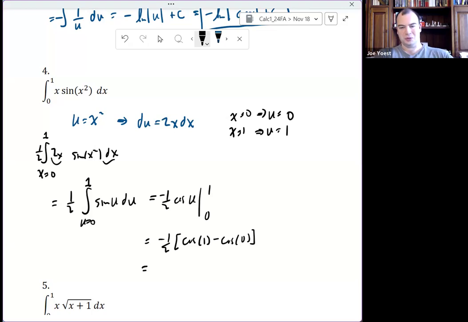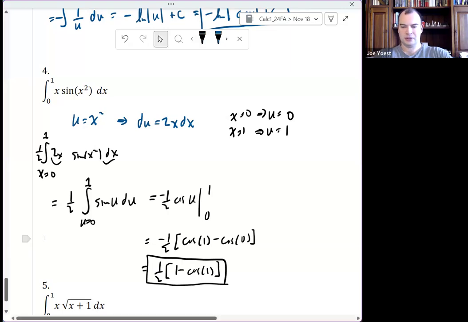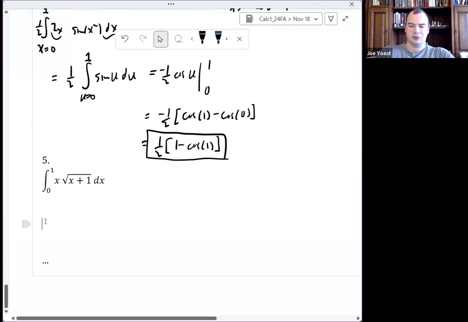Or I suppose this is maybe 1/2 times 1 minus cos 1, maybe that's the nicer way to write this, something like that. Okay, and then let's go to problem 5.